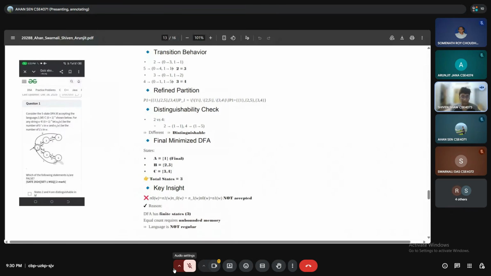And the second part is 2 and 5 behave the same, therefore they are grouped together. And 3 and 4 behave the same, therefore they are grouped together. So there are three distinct groups. So we have minimized the DFA from 5 to 3.